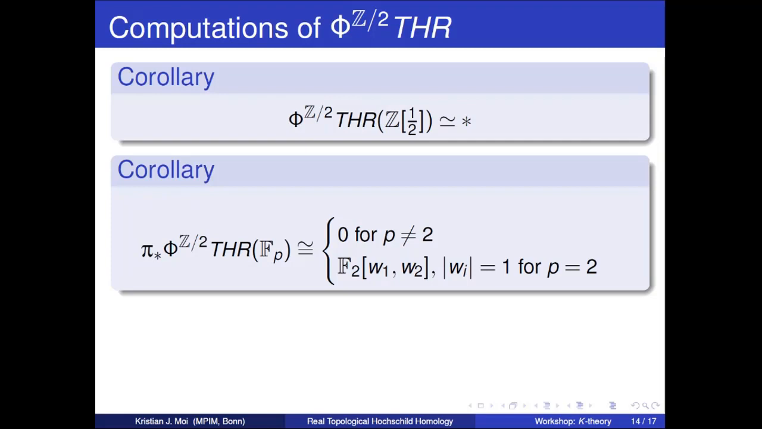Again, just using the formula, it's completely straightforward. And so the first part here, that this is zero, well, if p is not 2, then 2 is invertible in FP, and so the top here just follows from this. And the second one just follows from people having computed what the geometric fixed points of HFP are.